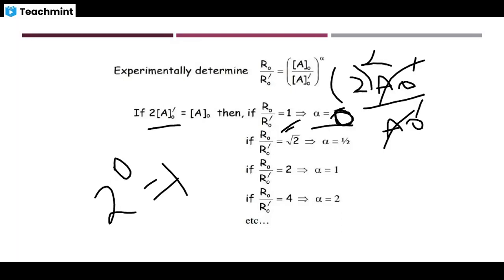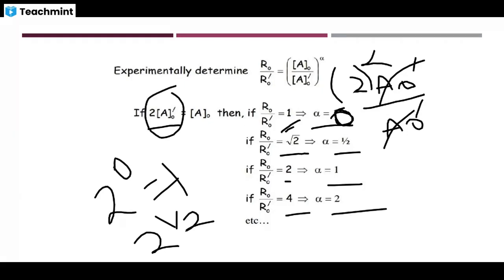If you get root 2, then 2 power 1 by 2 equals root 2, so alpha is 1 by 2. If you get 2, the alpha equals 1. If you get 4, alpha equals 2, like that. Just by varying the initial concentration of A, you can determine the order with respect to A.